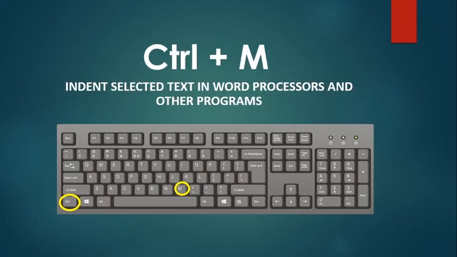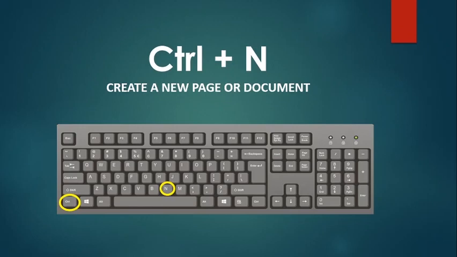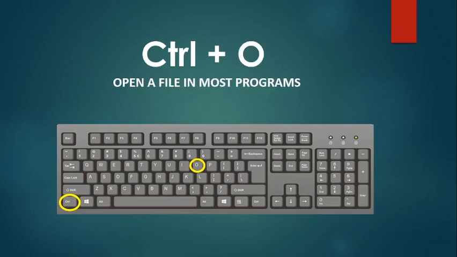Next one is Ctrl M. Now this one indents the word, or the words, or the paragraph which you've selected in Microsoft Word or some other programs. Next one is Ctrl N. This will open up a new page or a new document in whatever application you're using.